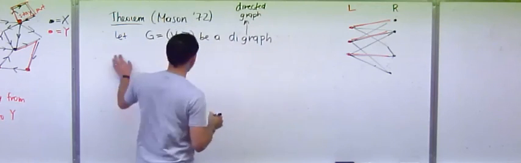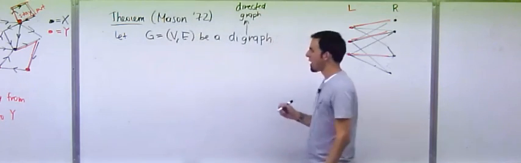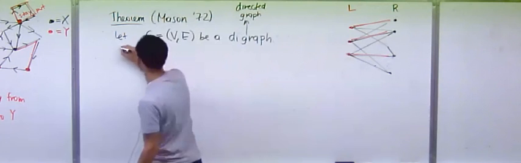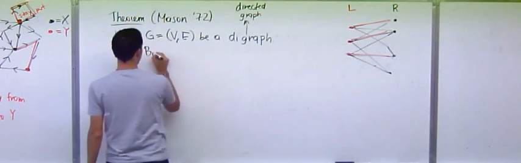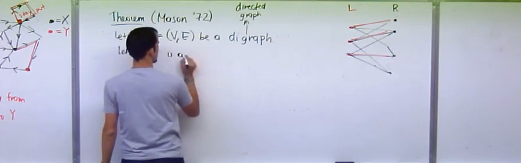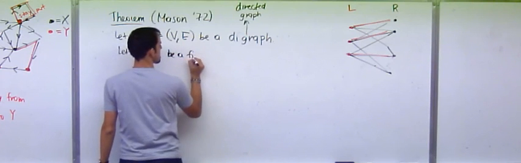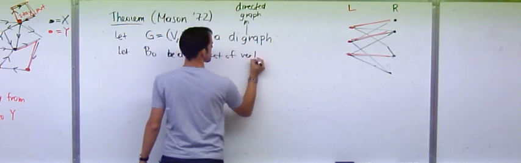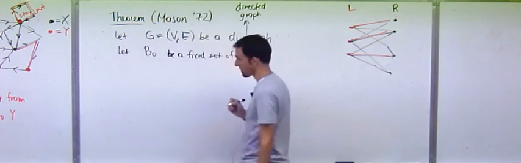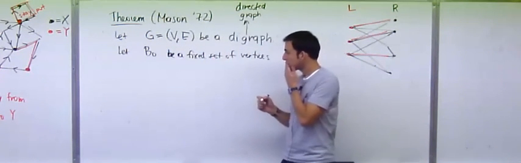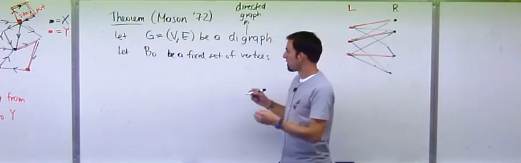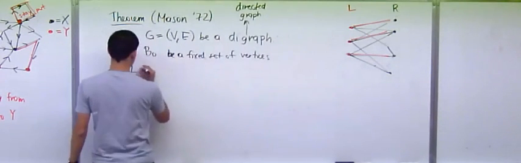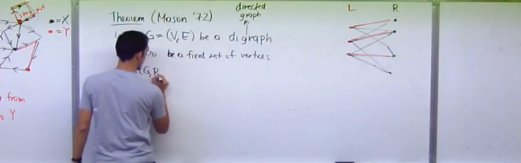Okay. So I give you a fixed graph, and I give you a set of vertices. B0 is a fixed set of vertices. Okay. Now I'm going to define a collection L of G comma B0.